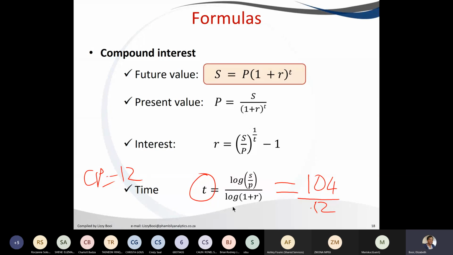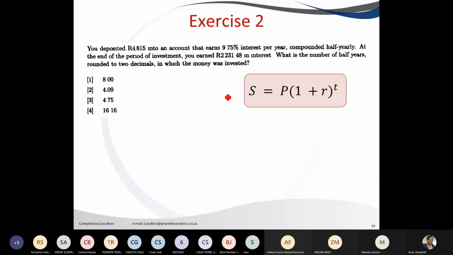Any question? If there are no questions, I have 2 exercises that you can do. And there is the first exercise.